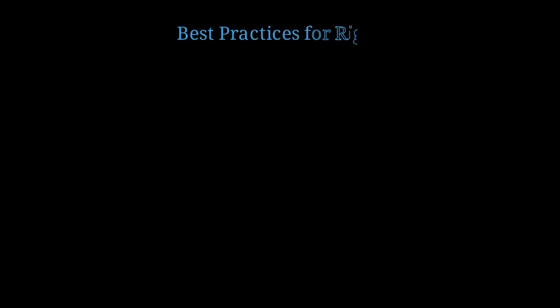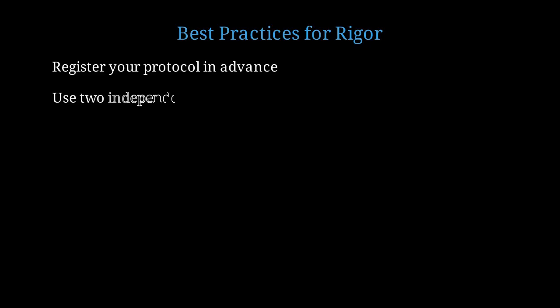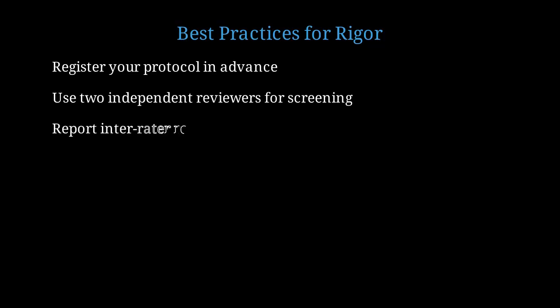Now let's discuss best practices to ensure your review is rigorous and valuable. Register your protocol in advance on platforms like Prospero for systematic reviews. This prevents outcome switching. Use at least 2 independent reviewers for study screening and data extraction to minimize bias. Calculate and report inter-rater reliability using kappa statistics to show agreement between reviewers. Cohen's kappa measures agreement beyond chance. Values above 0.8 indicate excellent agreement.